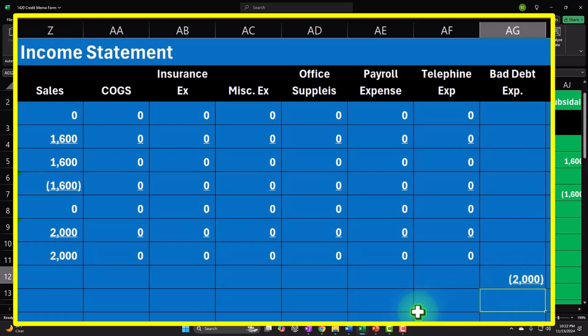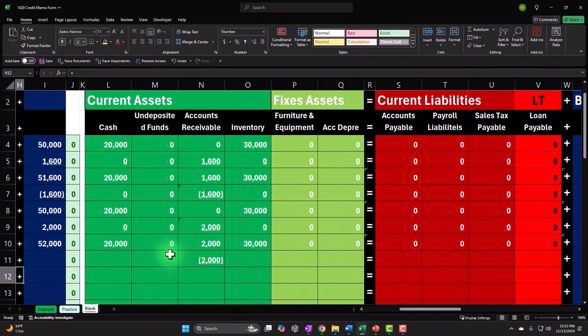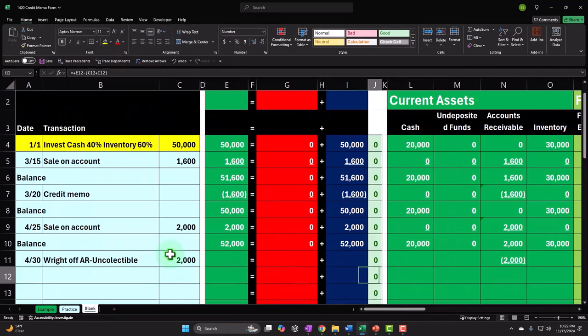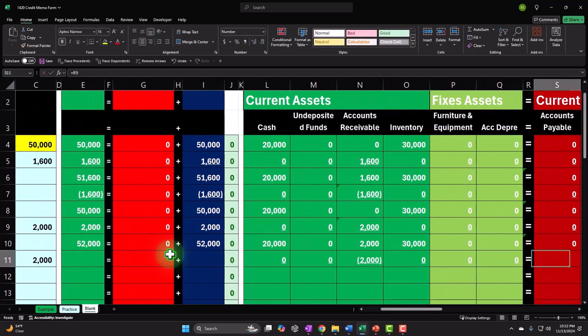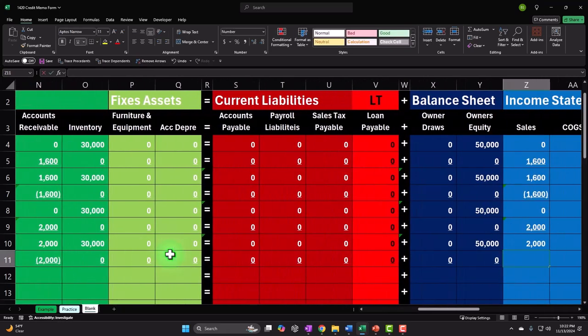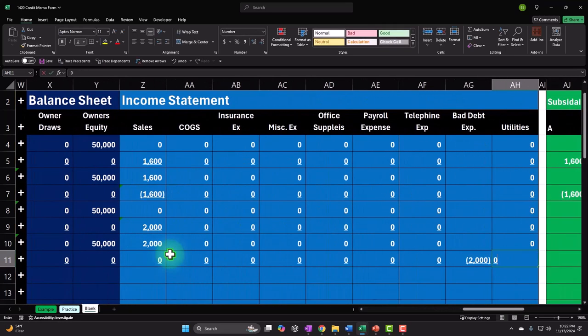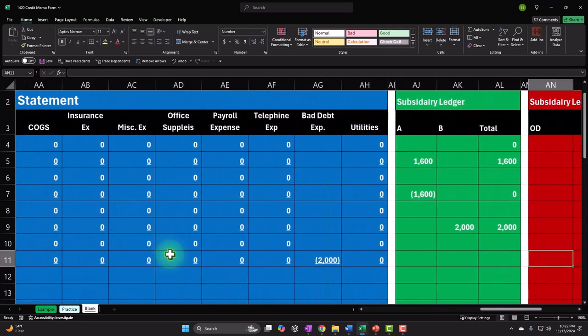The other method we'll take a look at is sales returns here, which we'll talk about later. So let's do this first. Let's put the zeros across the board. And we have to zero it out of the subledger.